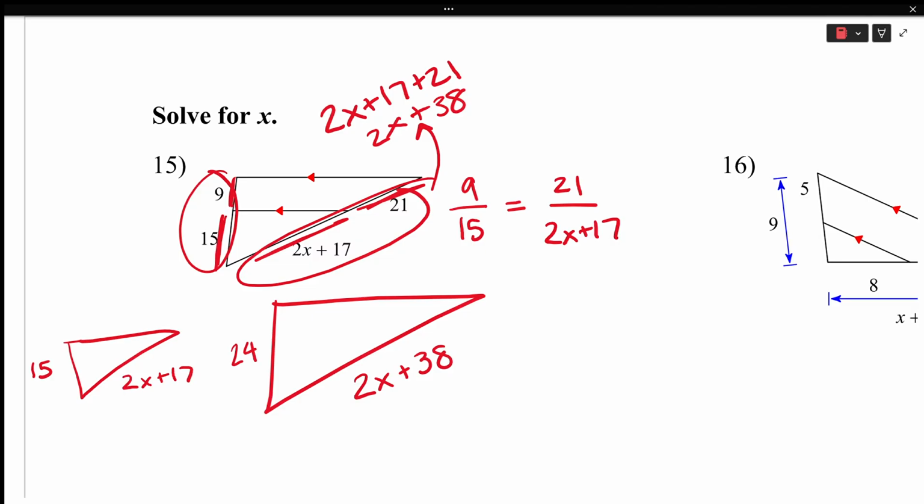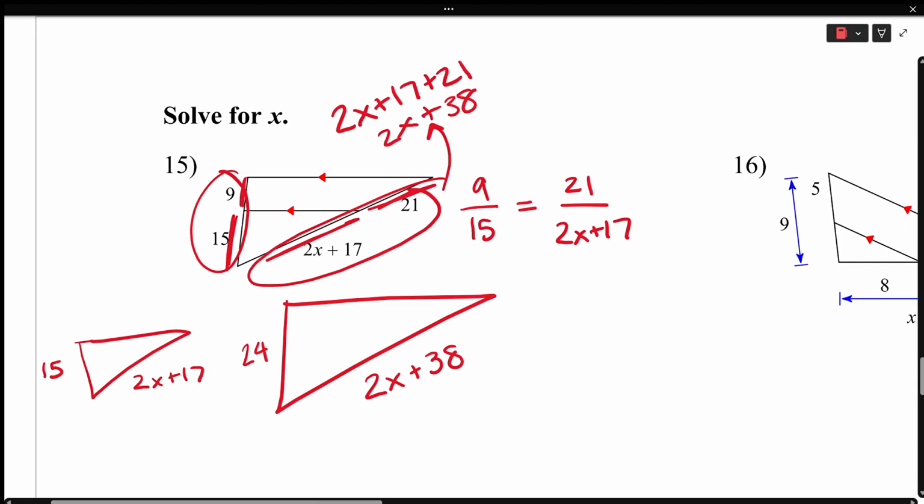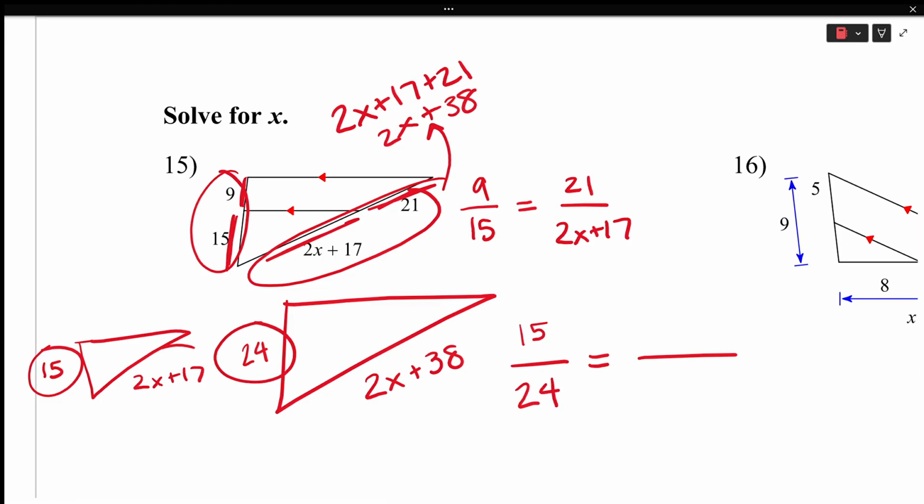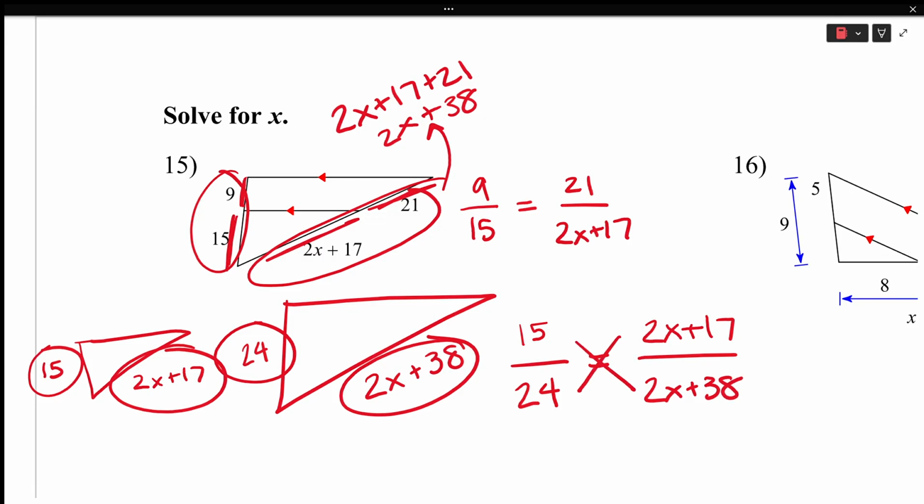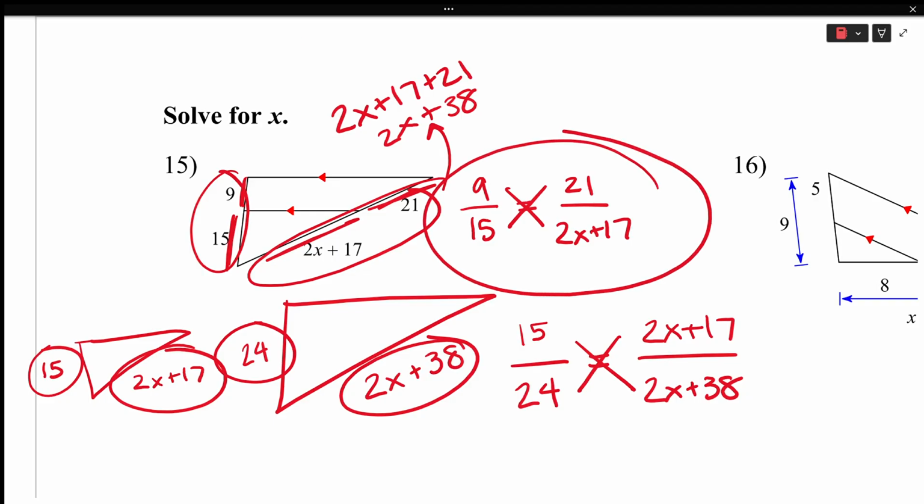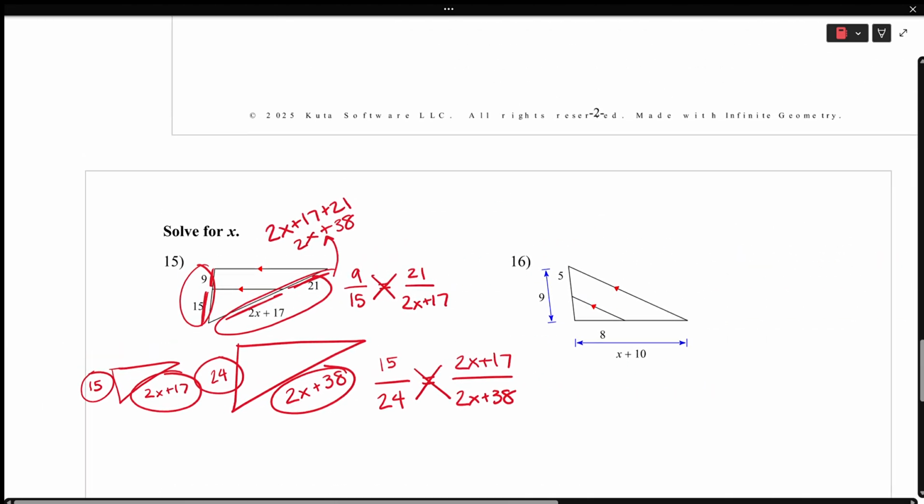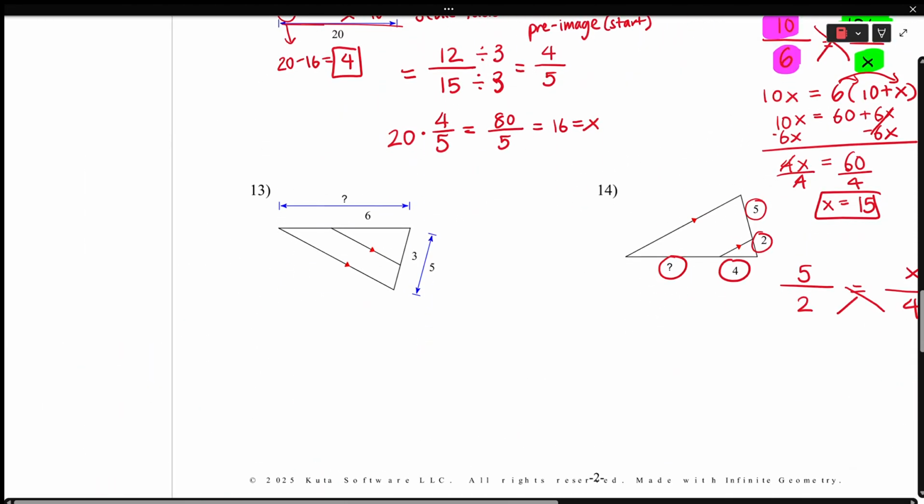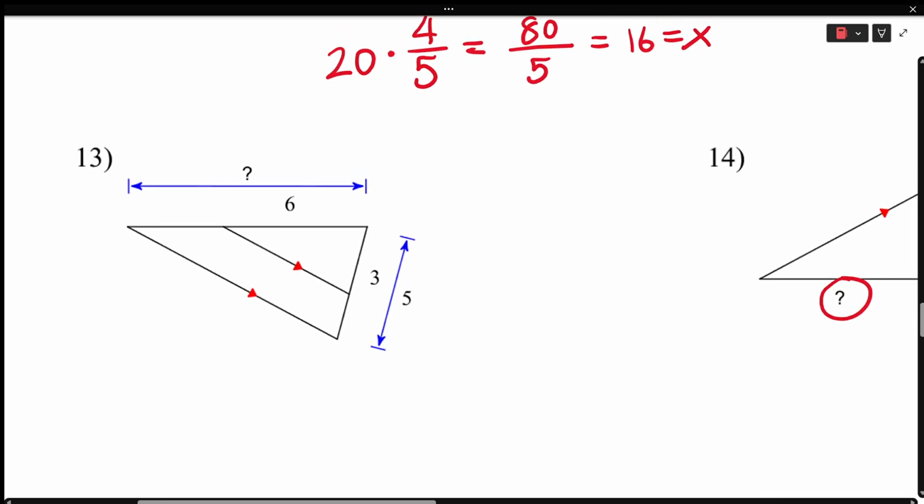And then set up your ratios, your proportion. You could do 15 over 24, and then 2x plus 17 over 2x plus 38. It's extra work, but if you cross multiply, you should get your answer here. You'll get the same answer if you did this version. Cross multiply. Okay. Let me do this one.